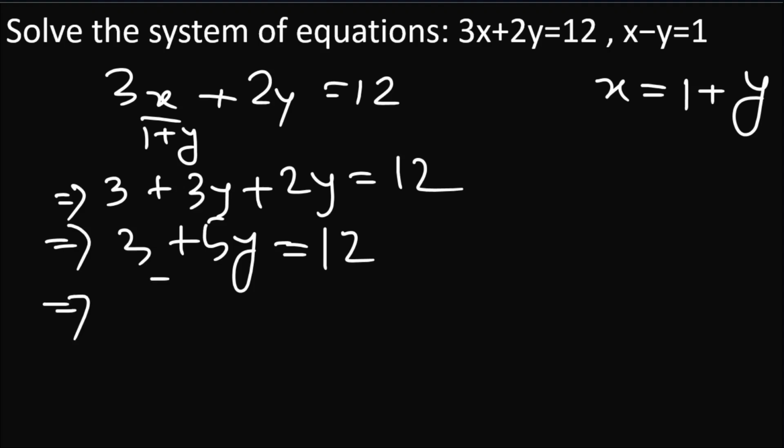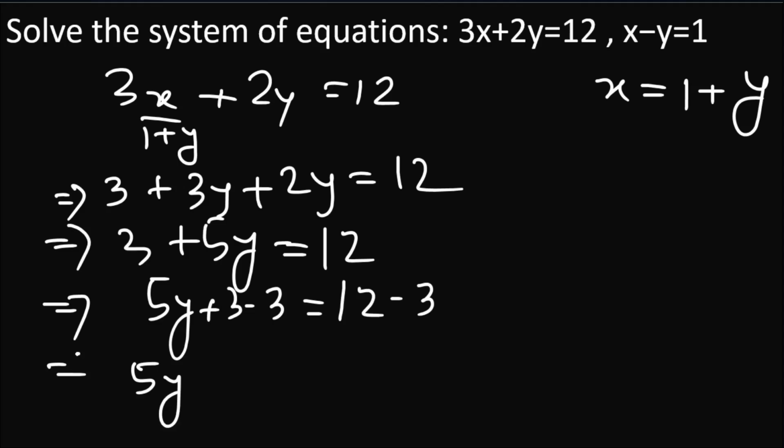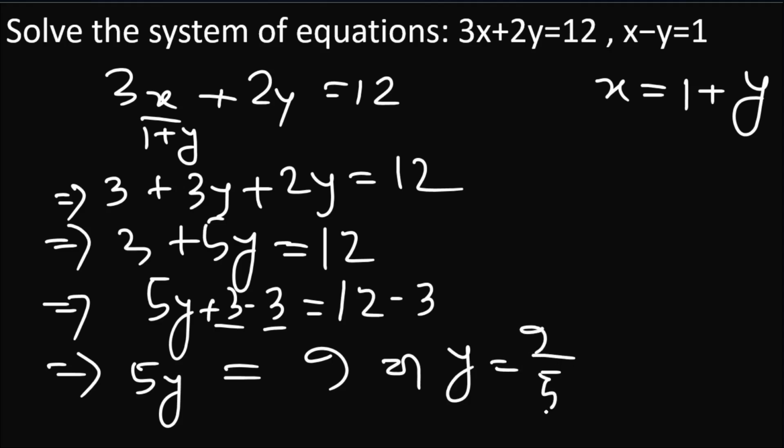So here we need to subtract 3 on both sides. 12 minus 3 equals 5y. So here the 3 will cancel. So here we will get 12 minus 3 equals 9. So now y equals 9 over 5. Now we will find the value of x. Here the y value is 9 over 5.